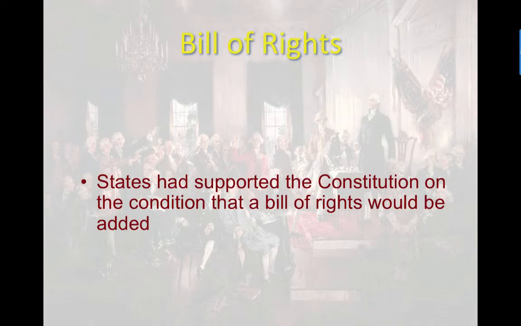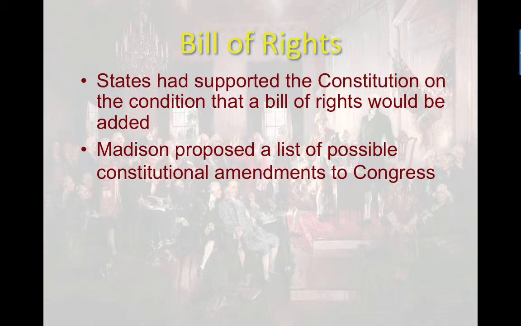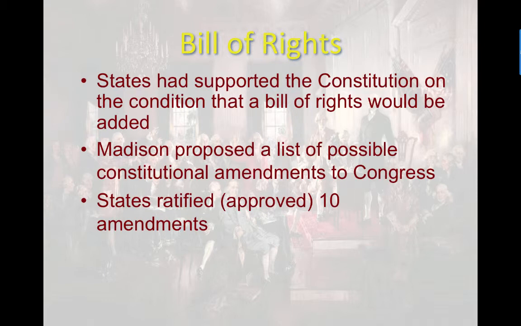So, the Bill of Rights. States had supported the Constitution on the condition that a Bill of Rights would be added. Remember, that was one of the major compromises to get the Constitution ratified. James Madison proposed a list of possible constitutional amendments. I believe there were like 200 possible constitutional amendments. And the states ratified or approved of 10 of those amendments.